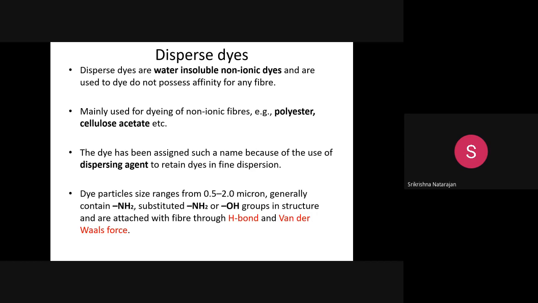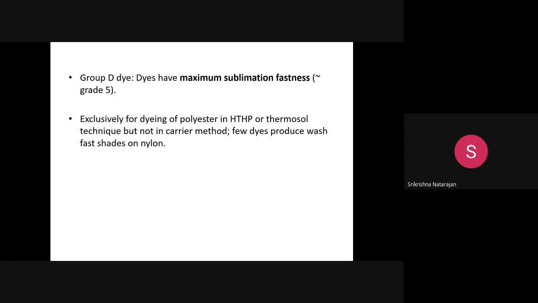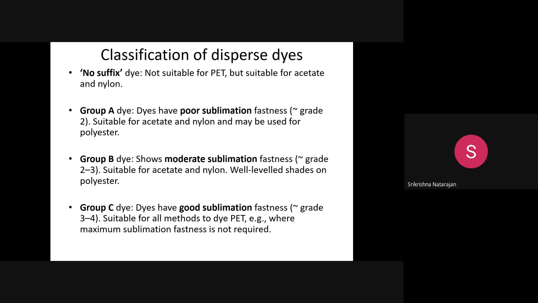In general, the forces of attraction between the disperse dye and the polyester are the hydrogen bond and van der Waals force. That you need to know. There are various classifications of these dyes. You can classify the disperse dyes into group A, group B, group C, group D, like that, depending upon the sublimation.